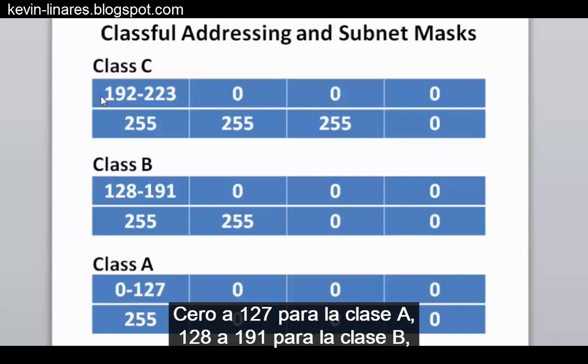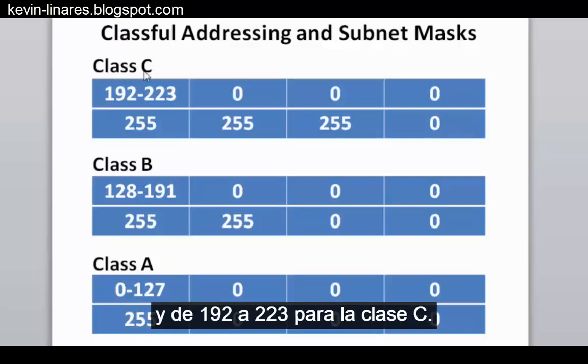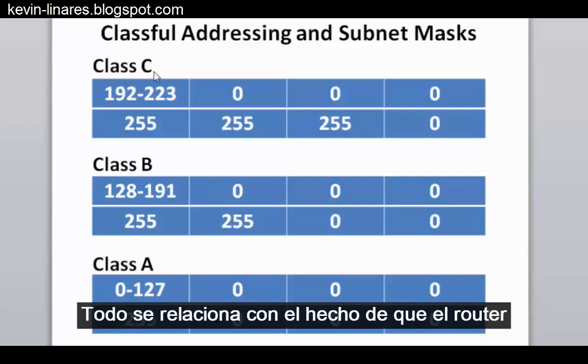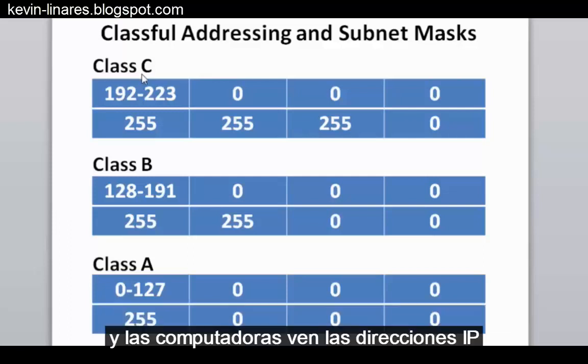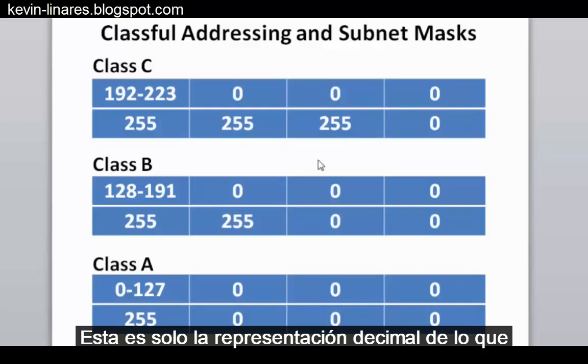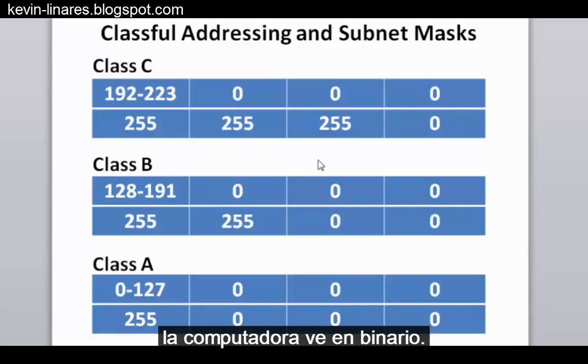Now you might ask yourself, why these specific numbers, 0 to 127 for Class A, 128 to 191 for Class B, and 192 to 223 for Class C? It all has to do with the fact that the router and the computers see the IP addresses and the subnet masks in binary, not in dotted decimal notation. This is just the decimal representation of what the computer sees in binary.